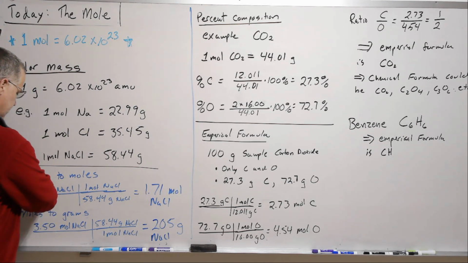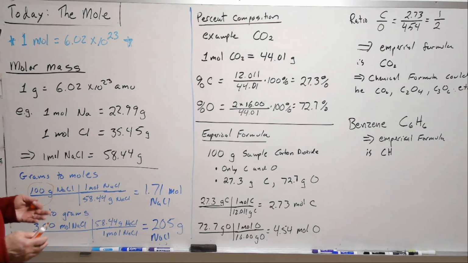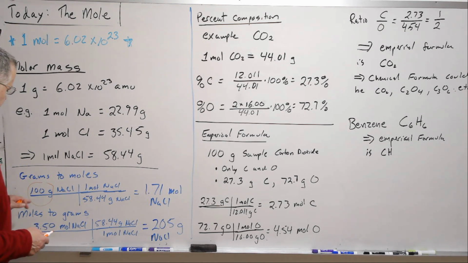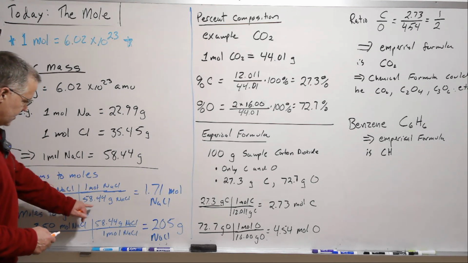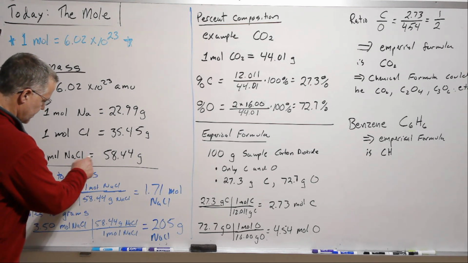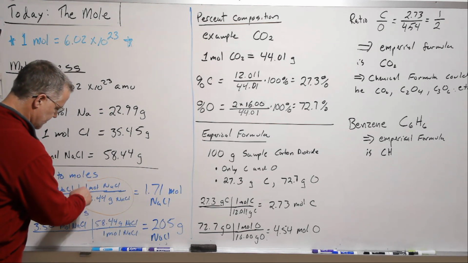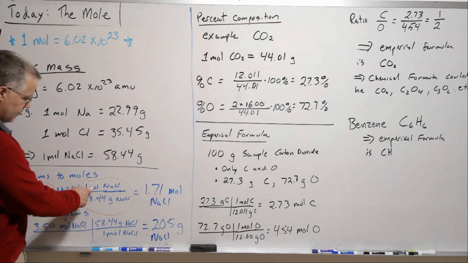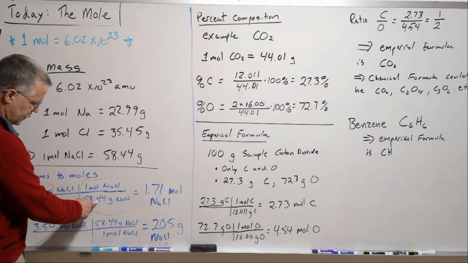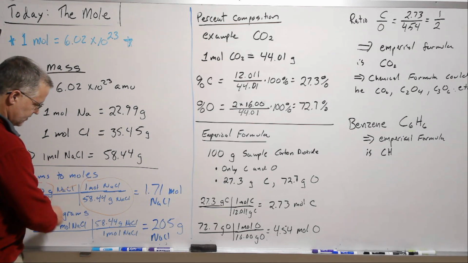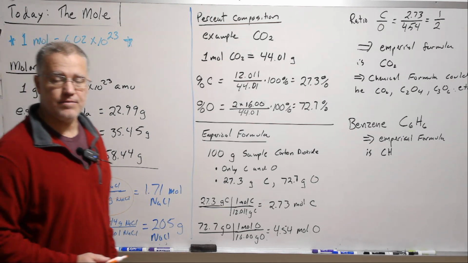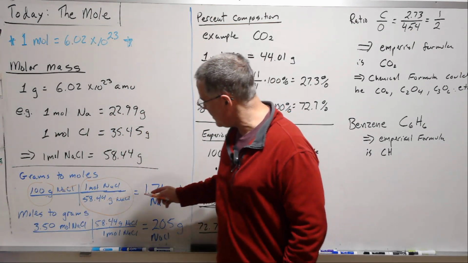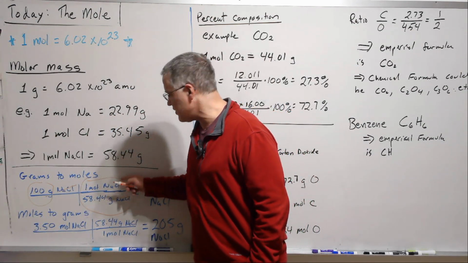Now, these problems lend themselves really well to this unit analysis technique. So we set up a grid here, 100 grams, and then we use this as a conversion factor, basically. So 1 mole of sodium chloride is 58.4 grams, as we saw up here. So now we've got grams of sodium chloride on the top and on the bottom, and so those will cancel. And if we look at what's left, we have moles of sodium chloride.